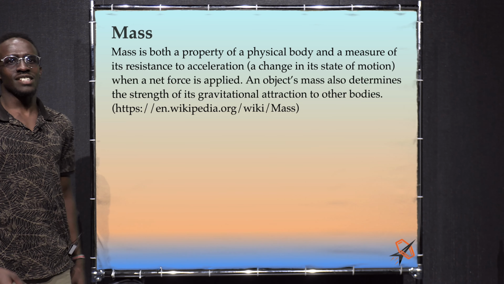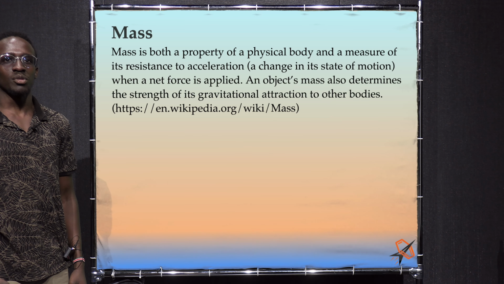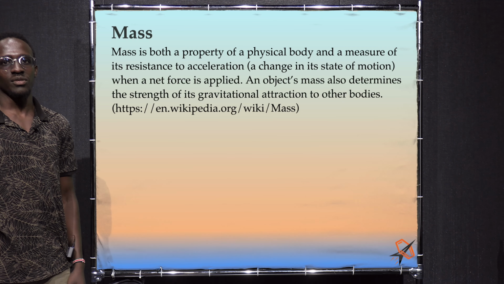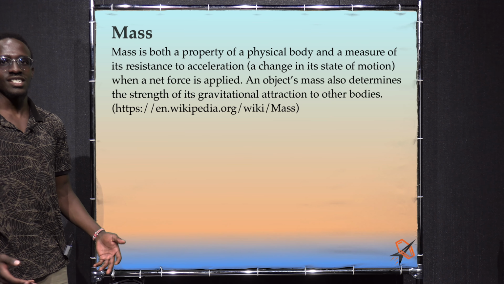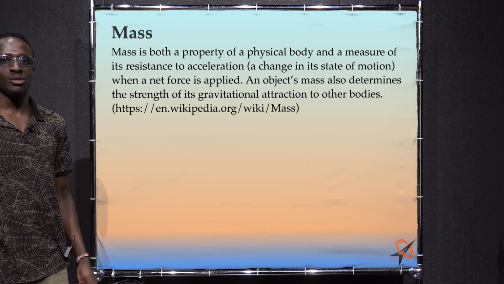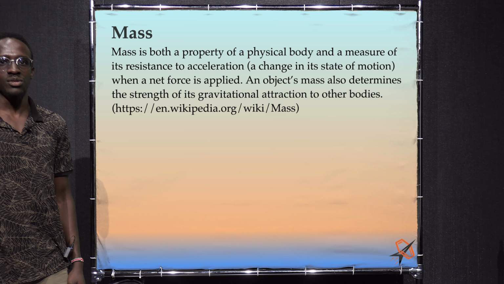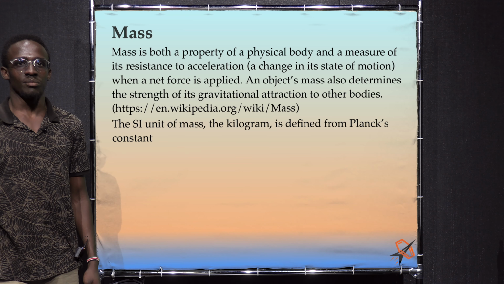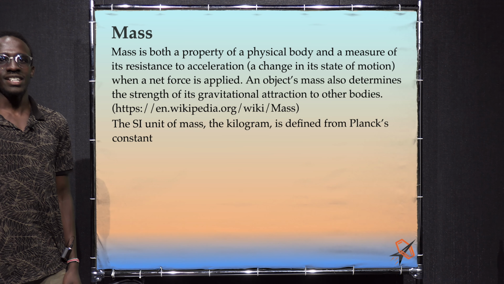First, mass. As defined by Wikipedia, mass is both a property of a physical body and a measure of its resistance to acceleration, a change in its state of motion, when a net force is applied. An object's mass also determines the strength of its gravitational attraction to other bodies. The SI unit of mass, the kilogram, was recently redefined.